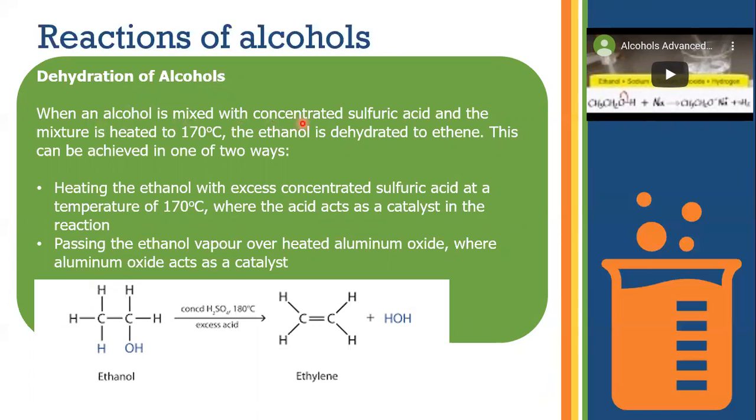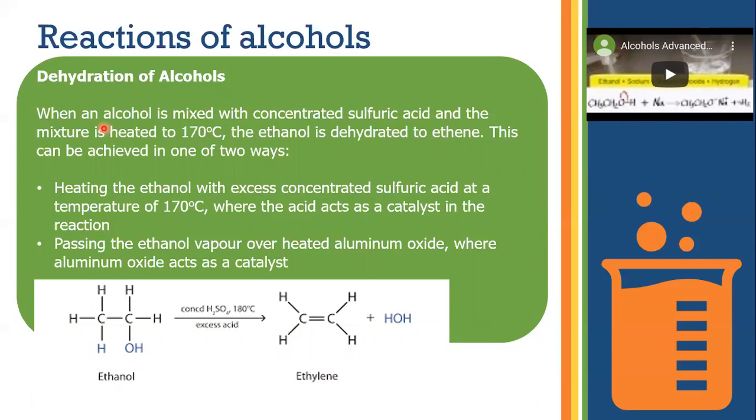When an alcohol is mixed with concentrated sulfuric acid and the mixture is heated to 170 degrees Celsius, the ethanol is dehydrated to ethene. So can I produce an ethene or an alkene? Yes, I can. Just taking an alcohol of whatever chain length I have, putting it in sulfuric acid, which works as a catalyst, and heating it to about 170 degrees Celsius or above, you're going to dehydrate that ethanol and form an alkene.